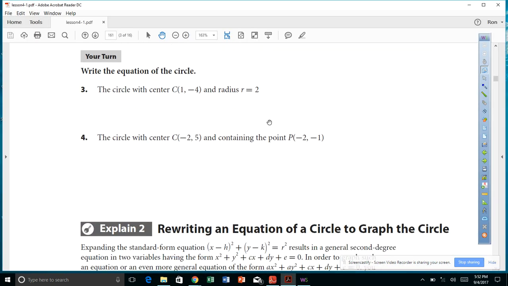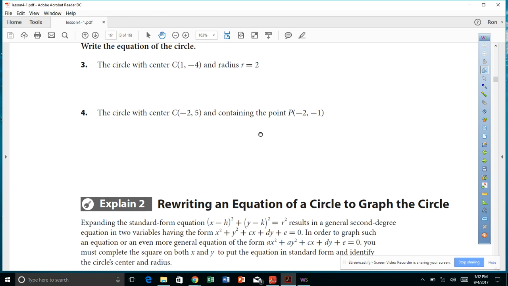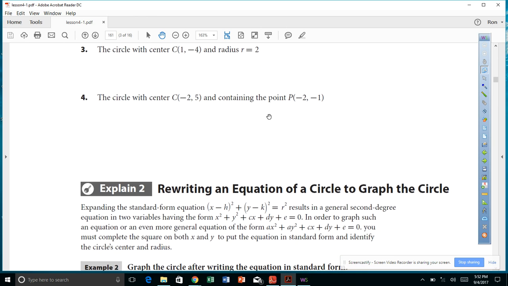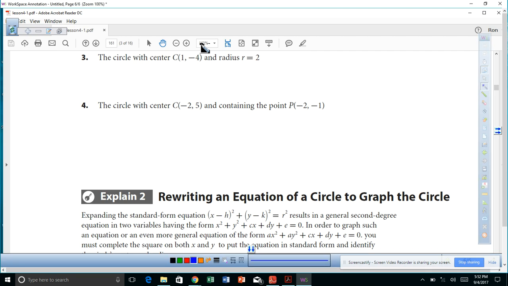Moving on. Write the equation of the circle. This is your turn. You might stop the video and try it, see how well you do, and then start it back up and follow along with me. Remember, this is the h, and this is the k, and that is the r.